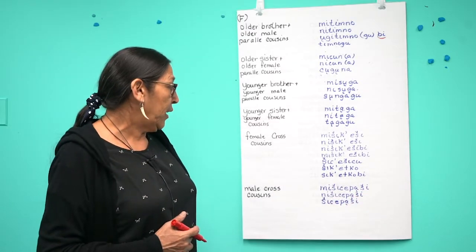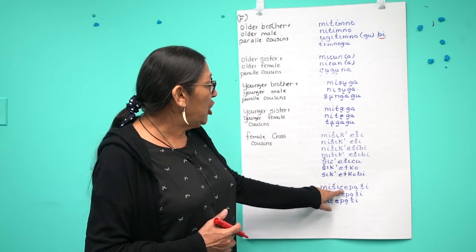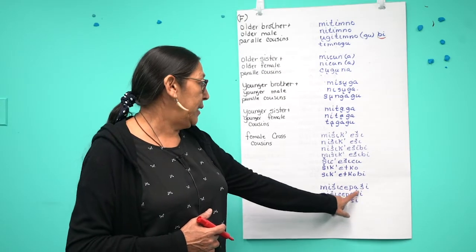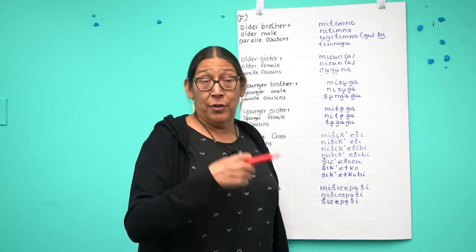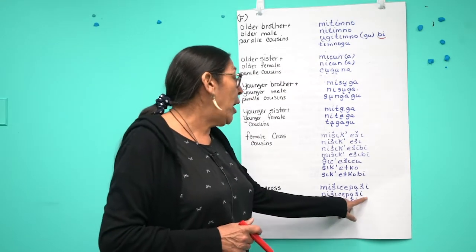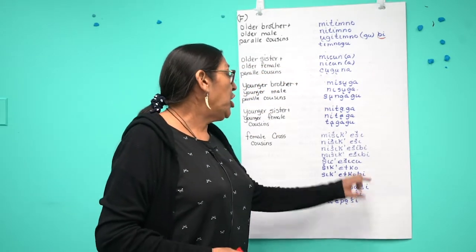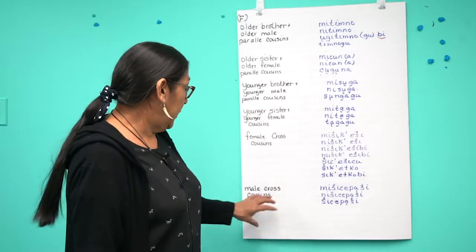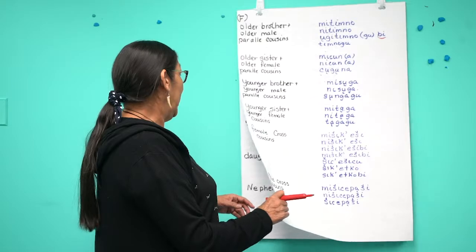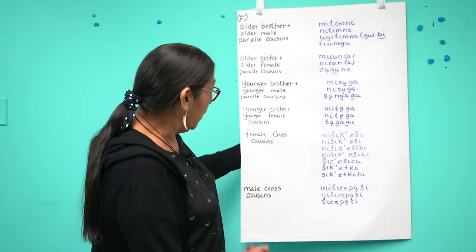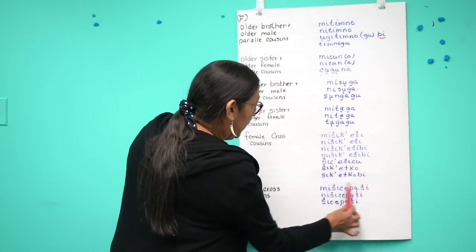Mishichipashi. That's a nasalized A. Misijipashi. There we go. Misijipashi, your male cousins, and sijipashi, all our cousins, his or her cousin. Those are a mouthful. I knew I was going to have some trouble saying these words.